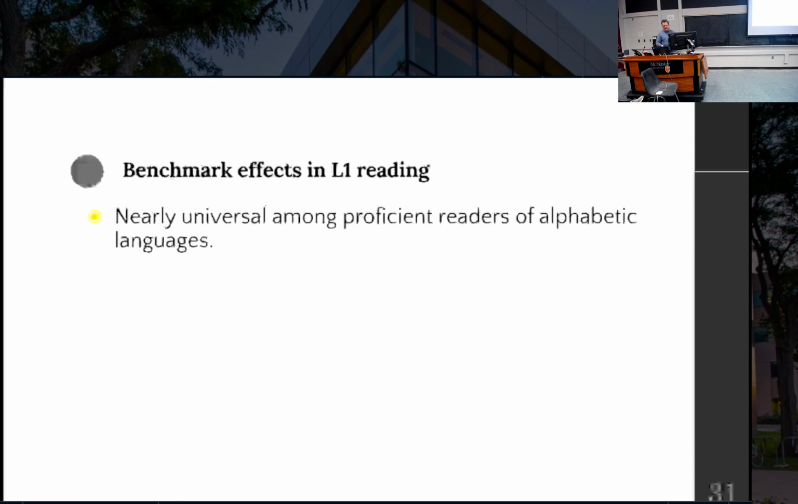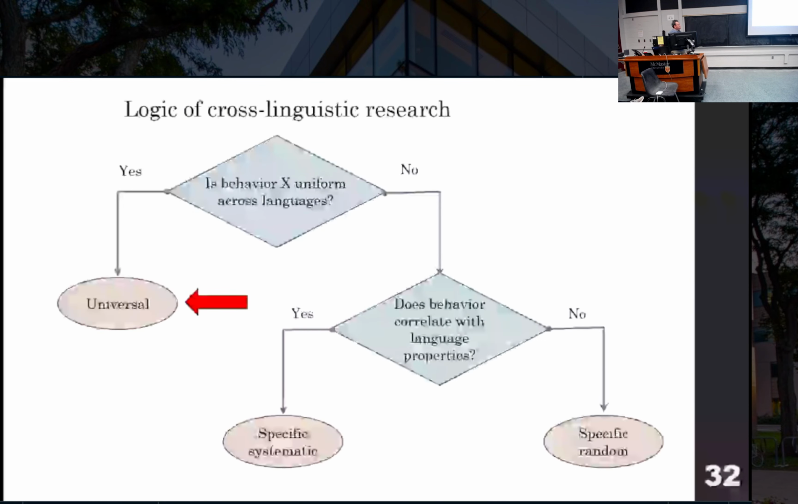So the benchmark effects in L1 reading are nearly universal among proficient readers of alphabetic languages. Spoiler alert, we're now going to non-alphabetic languages because we have more data, and it's very different there, mostly because a letter or a character means a very different thing in Finnish or English versus Chinese or Hindi. So that's something we'll still need to work out, but in the alphabetic domain, it's a universal feature. Benchmark effects are of the same size.